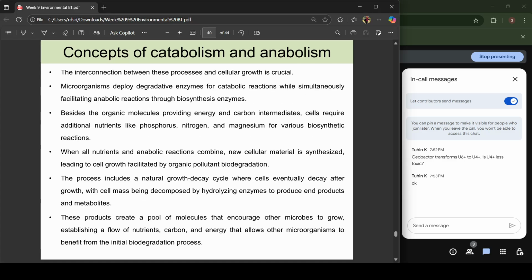So the interconnection between these processes is very essential for cellular growth and proliferation. Microorganisms deploy degradative enzymes for catabolic reactions while simultaneously facilitating anabolic reactions through biosynthesis enzymes. There is a clear distinction between the role of enzymes in the microbial metabolic pathway itself.